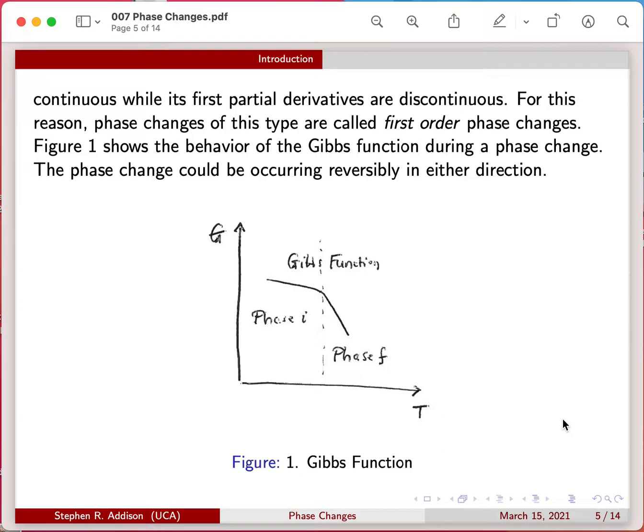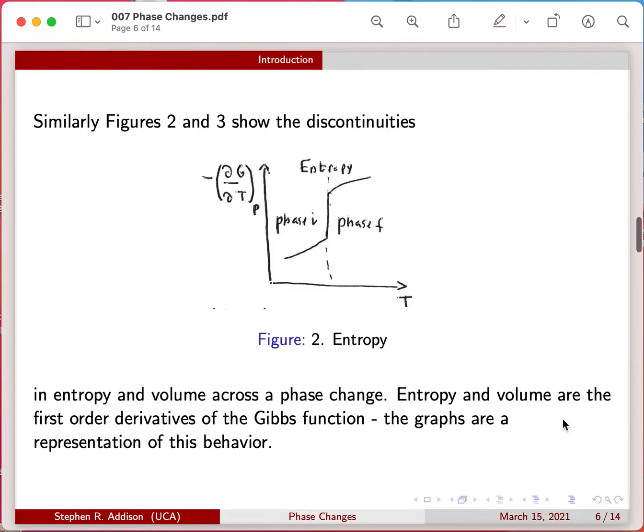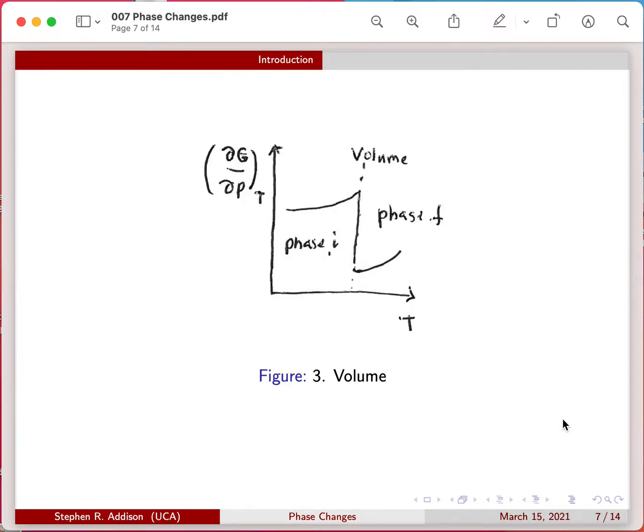So this just shows you the Gibbs free energy across the boundary, where we have an initial phase and a final phase, and we're just looking at the Gibbs function. If we look at a graph of the partial derivative on the ordinate axis, there is the entropy. Then there's a discontinuity in the entropy. And also, there's a discontinuity in the volume. And again, dg by dp evaluated at constant temperature is the definition of the volume.